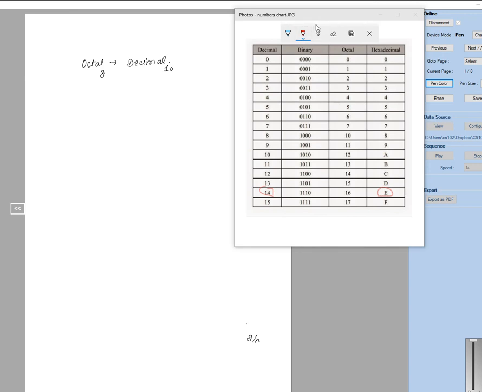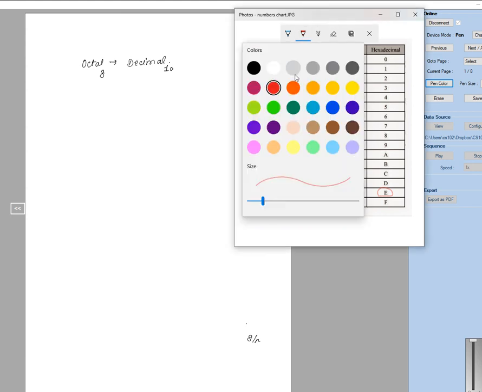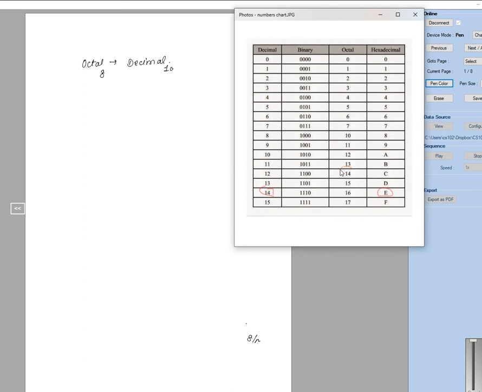So we have our master chart. First let us try to convert octal 14 into decimal, right? You already know that octal 14 is basically 12 in decimal. So how do you do that? 14 of octal into question mark of decimal. So what do you do here?